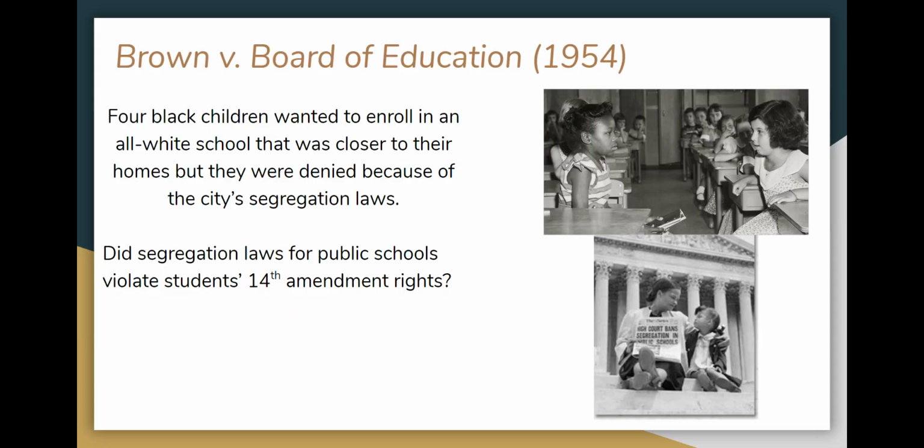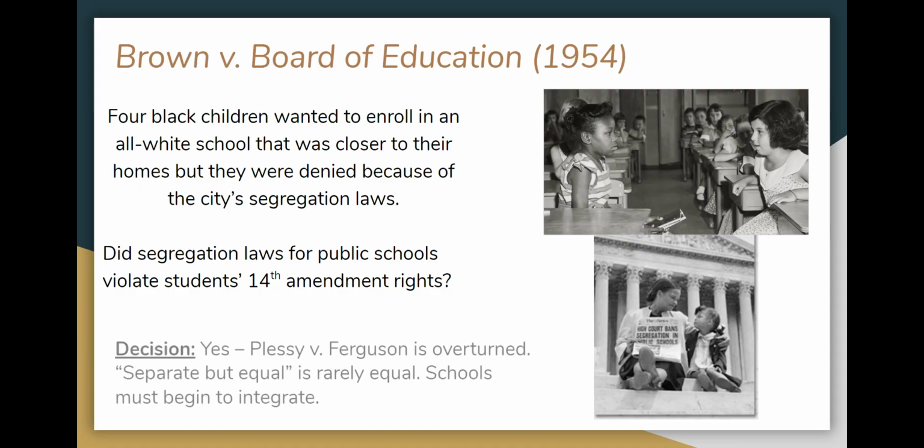But 60 years later, the Supreme Court actually will take a look at this issue again. In 1954, four black children wanted to enroll in an all-white school that was closer to their homes, but they were denied that because of the city's segregation laws. So the question came up, did segregation laws for public schools violate 14th Amendment rights? And the decision was actually yes.